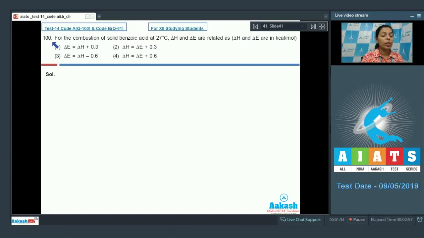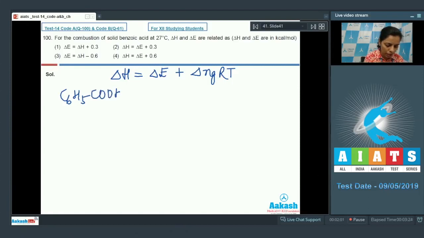After that, question number 100. For the combustion of solid benzoic acid at 27 degrees Celsius, delta H and delta E are related as. Delta H and delta E are in kilocalorie per mole. In this case, first of all, I just want to tell you the relation between delta H and delta E. That is delta H equals delta E plus delta ng RT. This is the relation.